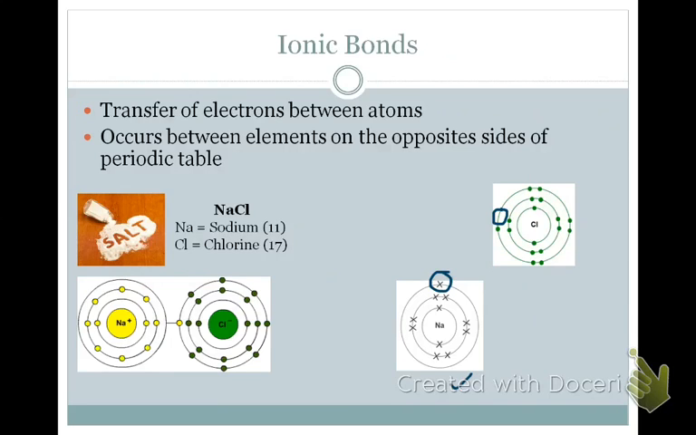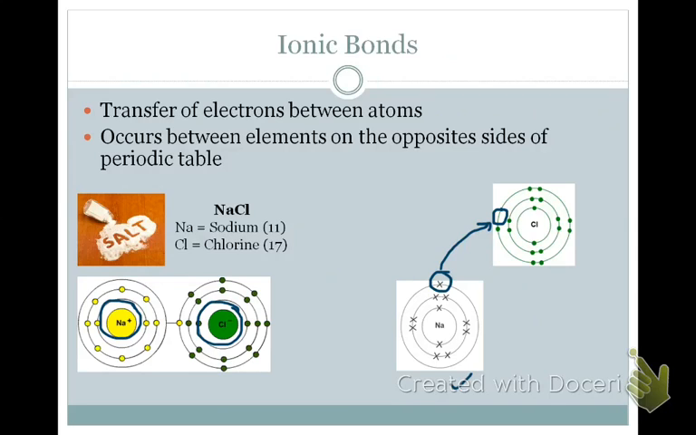But when we put them together, we have sodium, who's going to give this electron to chlorine, and then they're both going to be happy. So if you look down here, once sodium gives that away, it's going to have a positive charge. Unlike polar covalent bonds, this is a full positive. So sodium has a +1 charge. Now chlorine just gained an electron, so it's going to have a -1 charge, again a full charge.